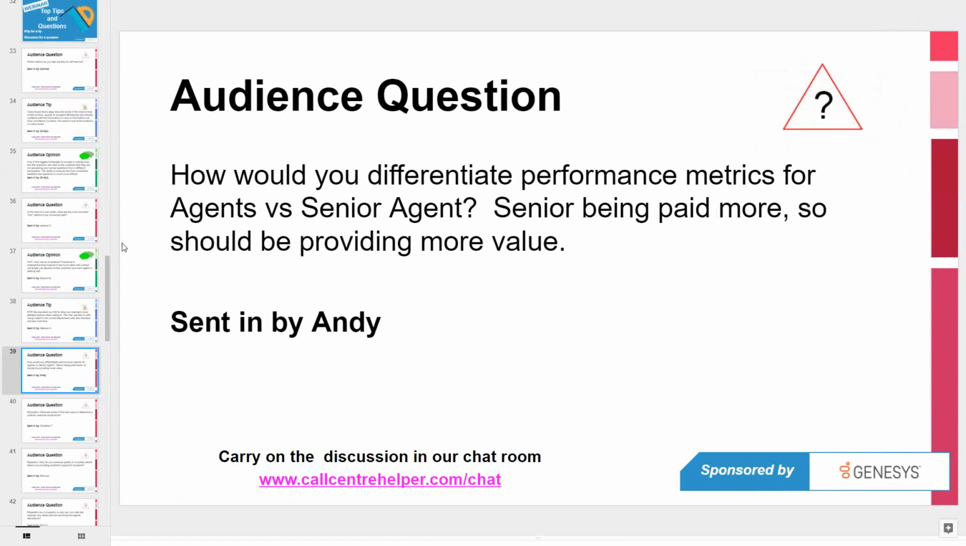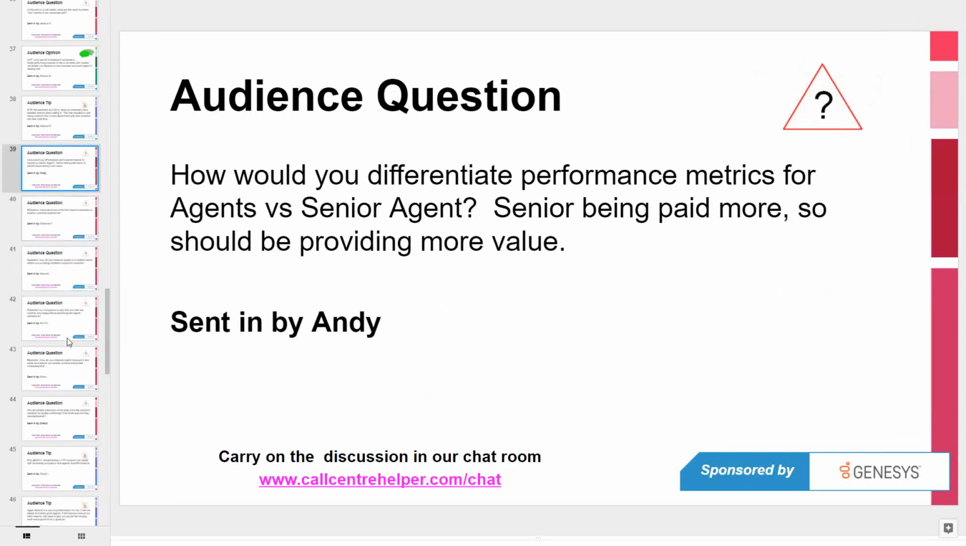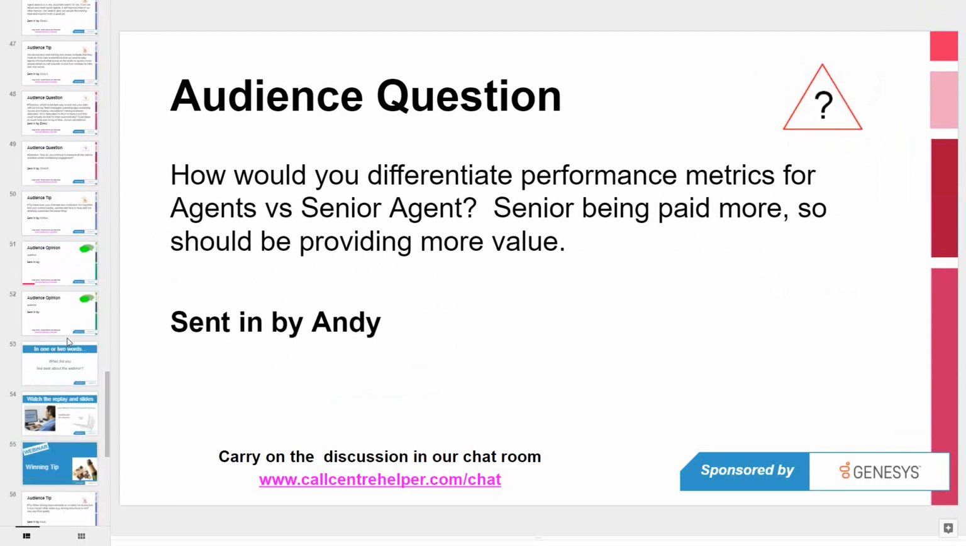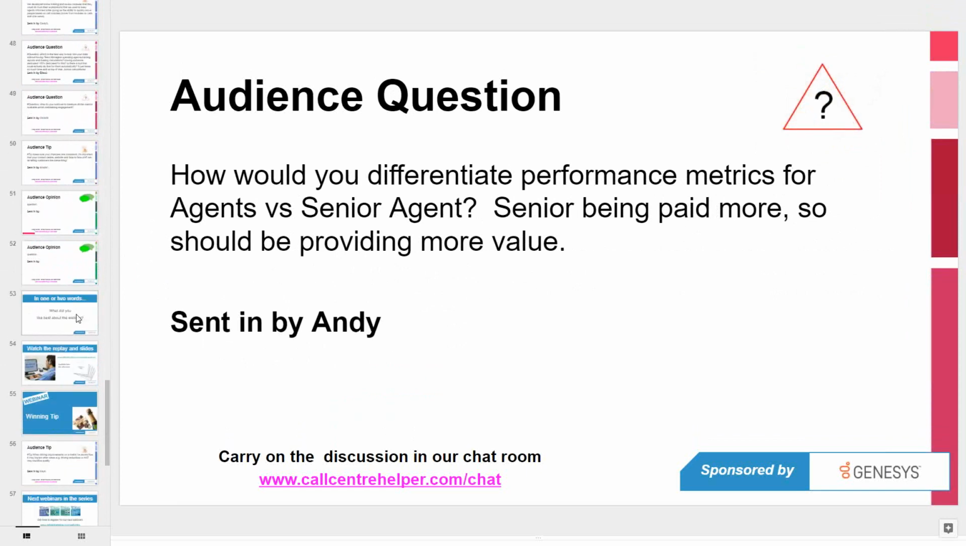So I assume that Andy has differentiated those two roles by capability. The role of a senior agent is very much as a role model. So they may well be involved in coaching and developing other staff and supporting them with any knowledge needs that they have. So I wouldn't necessarily expect the same throughput of work from a senior. But certainly dealing with more complex inquiries or escalations, that would be the key expectation that I would have.